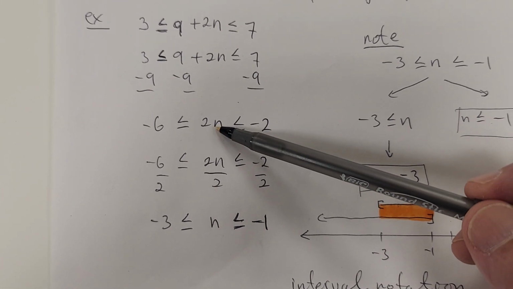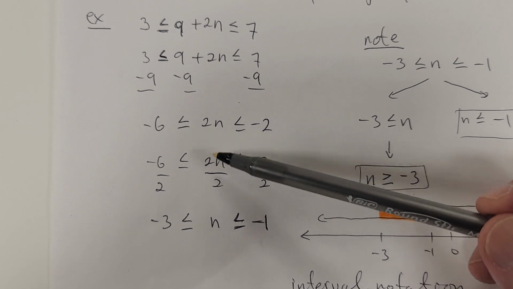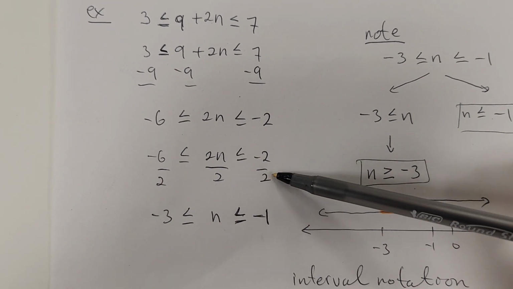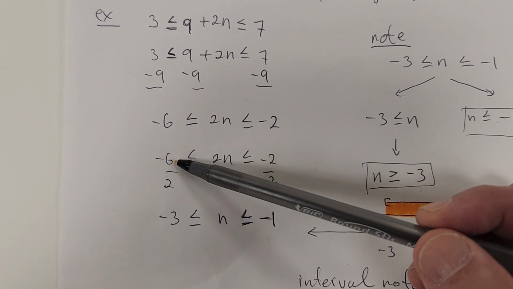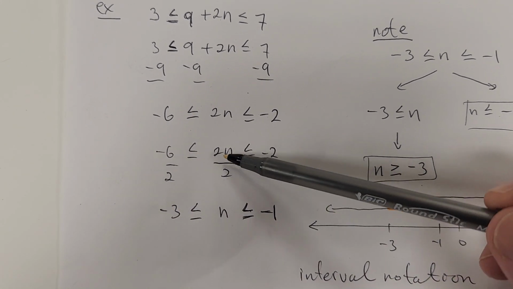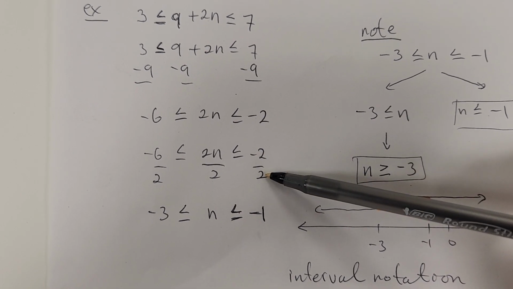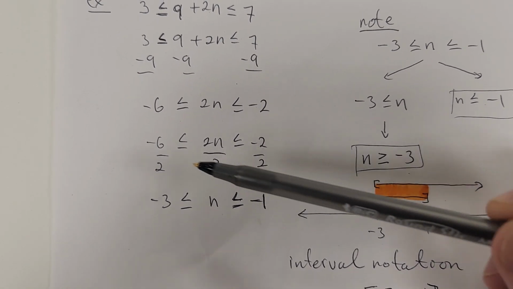Next, we want n to be by itself, so divide by 2. Divide by 2 to the left side and also to the right side. So negative 6 divided by 2 is negative 3. The 2 goes away, I just have n. Negative 2 divided by 2 gives me negative 1.